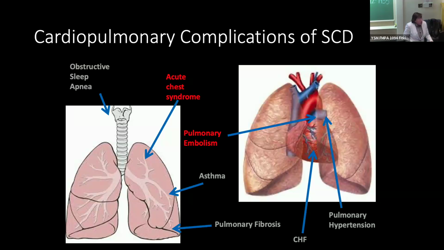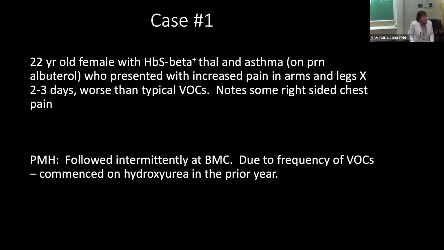So I'm framing this talk around two patients. And if I can get the slides to advance. My first case is a 22-year-old female who has hemoglobin S, beta thal plus, and asthma.